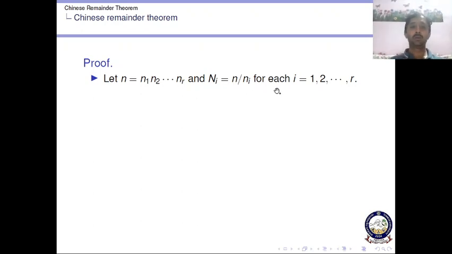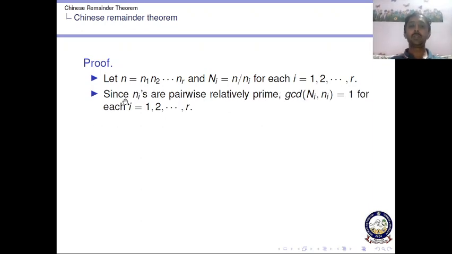Okay. Now since ni's are pairwise relatively prime, GCD of capital Ni comma small ni is going to be 1. This is because capital Ni is a product of all ni's except this ni. So accordingly, there is no common divisor between these two except 1, which is positive. So accordingly, the GCD is going to be 1.